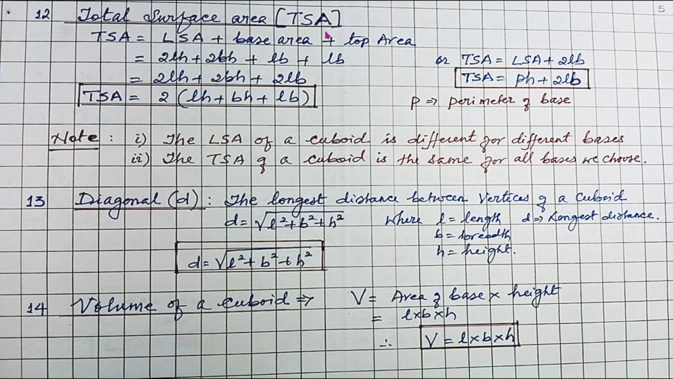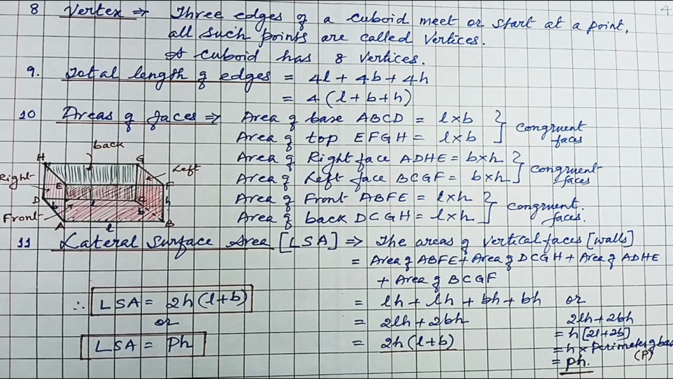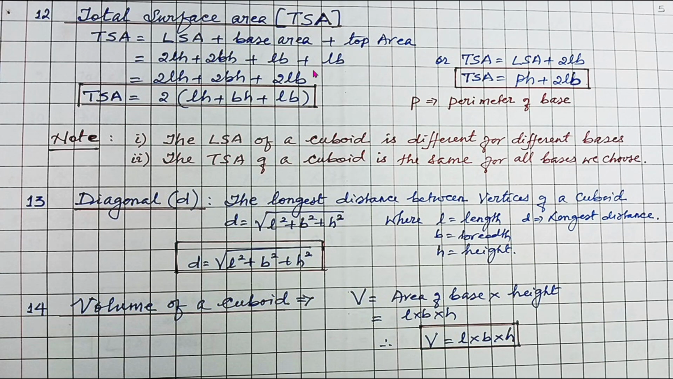Now the total surface area. The total surface area of a cuboid is a very simple thing. First find the lateral surface area, which is PH or 2H in the bracket L plus B, and then find the top area and the base area. The base area is LB, the top area is LB. So when we add, we get 2LH plus 2BH plus 2LB, that is the total surface area. The total surface area can also be found by adding the lateral surface area, that is PH, and the base area and top area, which is 2 times LB. So the total surface area is also equal to PH plus 2LB.